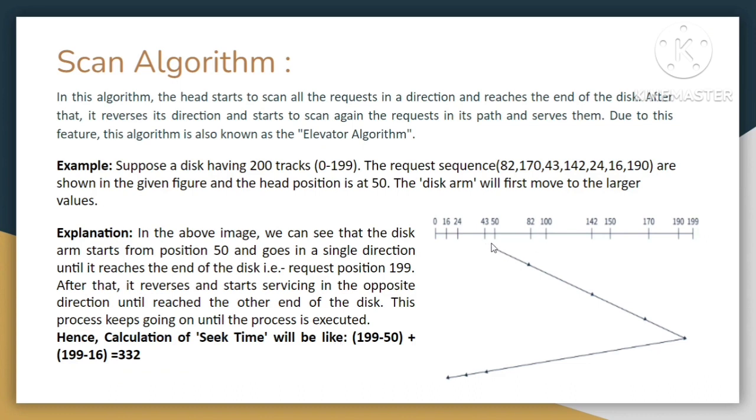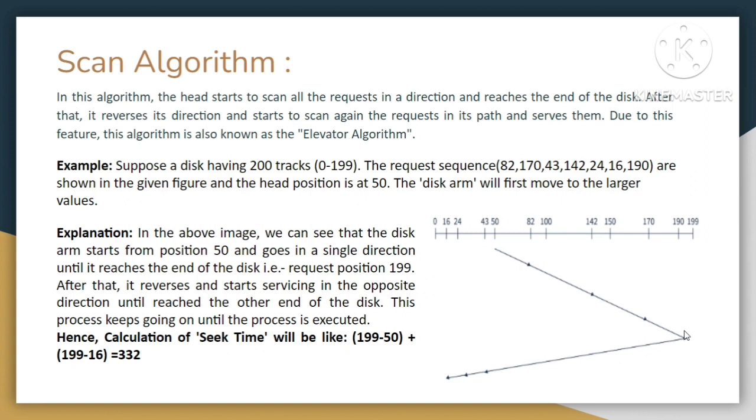Like 199 minus 50, because from 50 to 199 I have movement, and between 199 and 16 I have this number of movements, that is 199 minus 16. So there will be 332 movements.